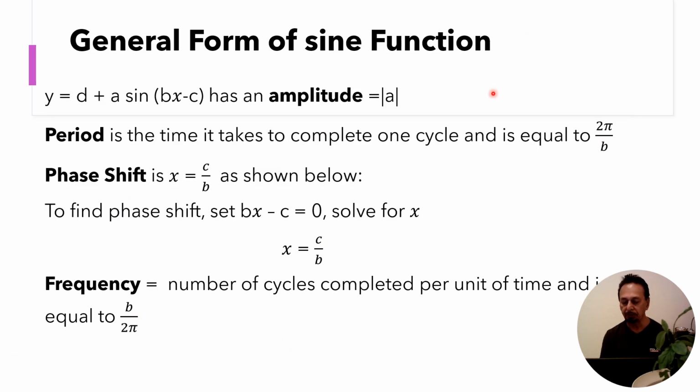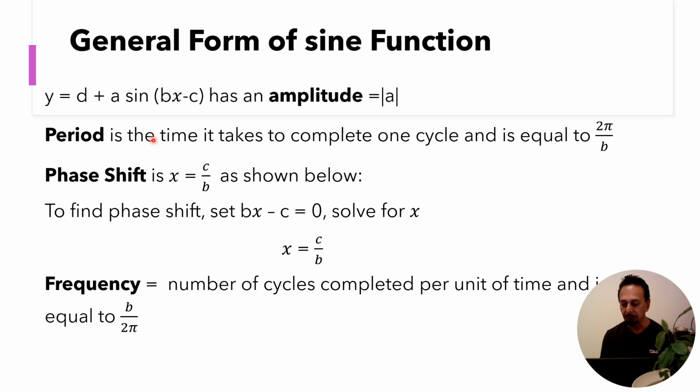General form of the sine function: y is equal to d plus a times sine of b times (x minus c). A is the amplitude, so it's the absolute value. Amplitude is the absolute value of the coefficient of the sine function. Period is the time it takes to complete one cycle and is equal to 2 pi over b, where b is the number of cycles. Phase shift is x equal to c over b.